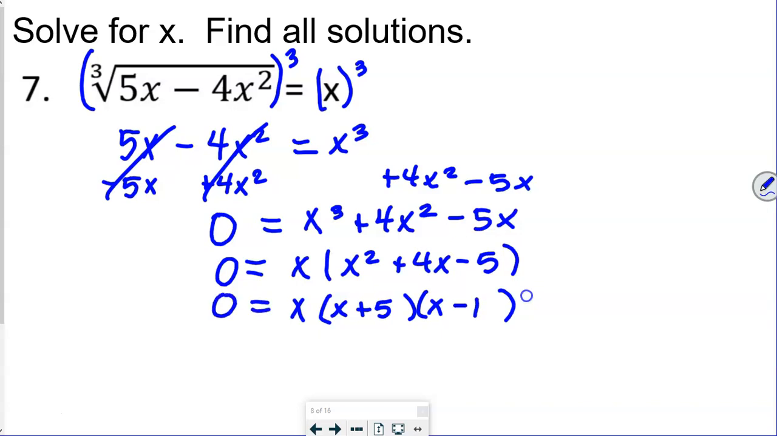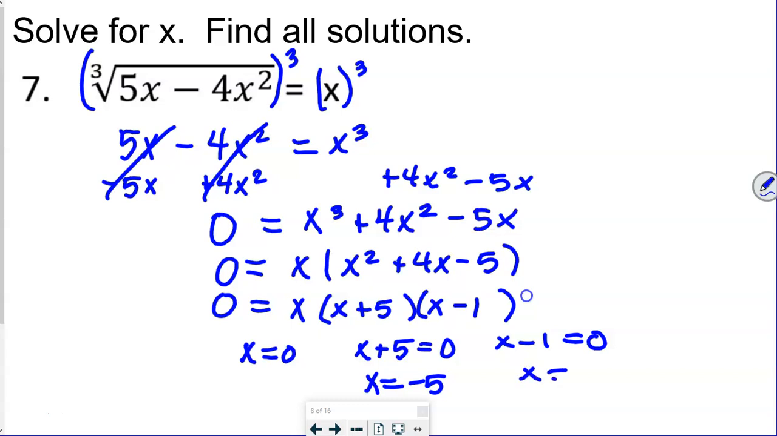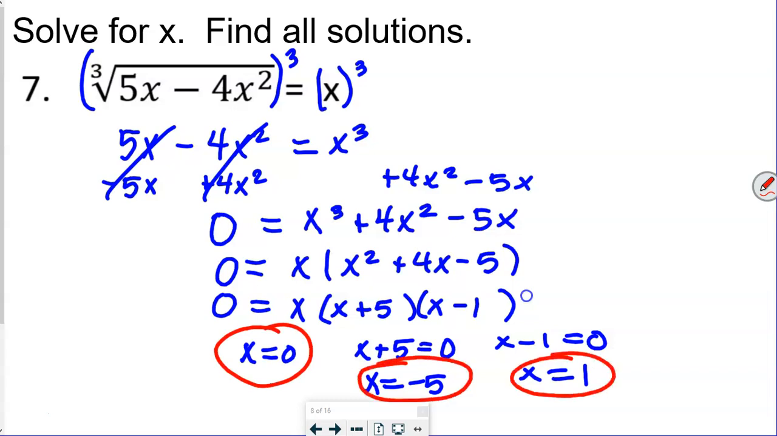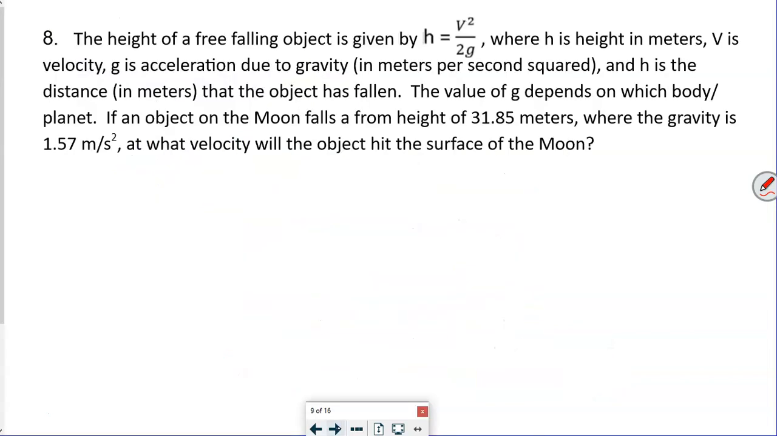So now the key with this is we're going to set all three of these factors equal to 0. So we're going to say x is equal to 0, x plus 5 is equal to 0, and x minus 1 is equal to 0. So our three answers are x is equal to 0, x is equal to negative 5, and x is equal to positive 1. And again, that makes sense because a cubic would have up to 3 places where it would cross the x-axis, okay?